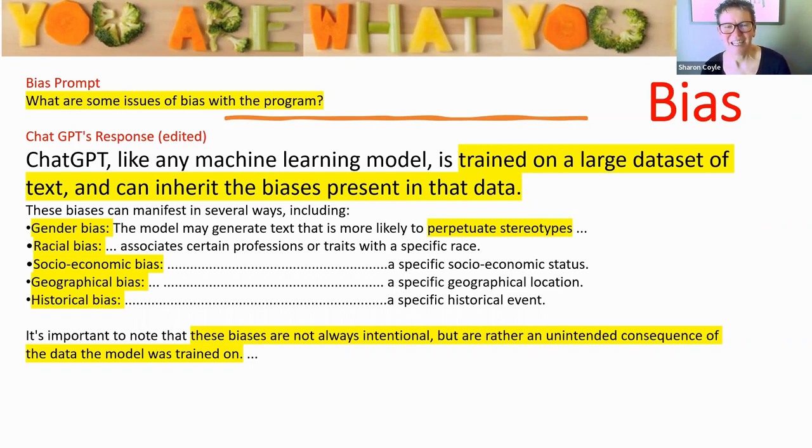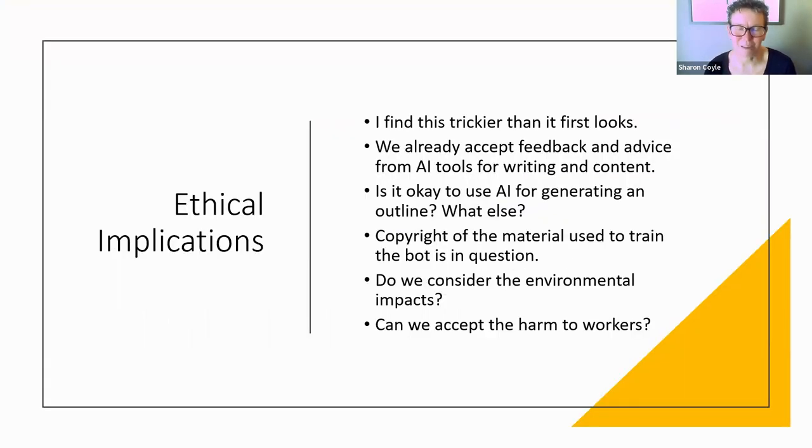And I like this, this is from ChatGPT. This is an answer that it spit out: the biases are not always intentional. And I was thinking, are there times when you're intentionally biased? I don't know. But yeah, it's an unintended consequence of the data the model was trained on. So you need to be aware of that. But that's true, again, like Bob said, for any set of sources that you're going to look at.